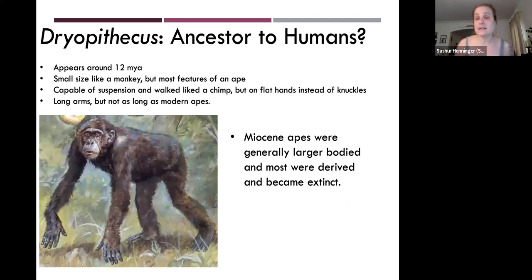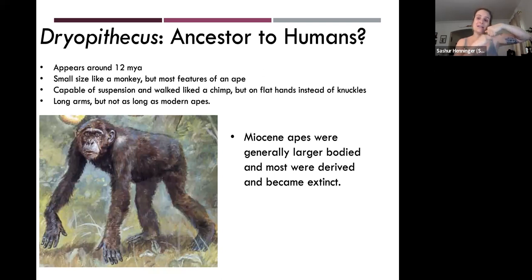Finally, an ancestor to humans likely evolved during the Miocene as well. This is a potential ancestor to both humans and our most common recent ancestors, gorillas, chimpanzees, and bonobos: Dryopithecus. Dryopithecus is a 12 million year old genus, still relatively small, but with almost exclusively ape-like features, capable of suspension or hanging, right? And it walked like a chimp, but didn't have knuckles yet, right?